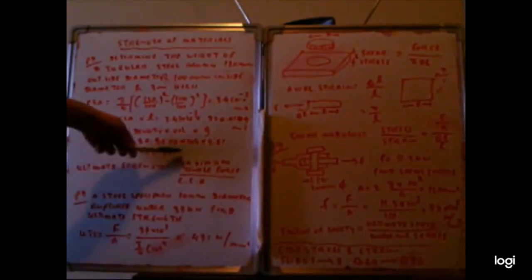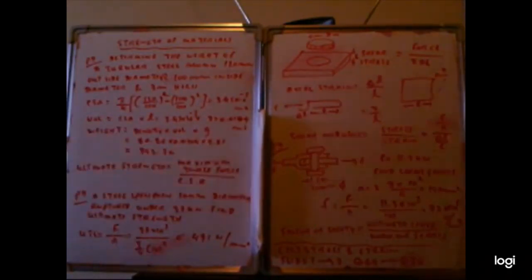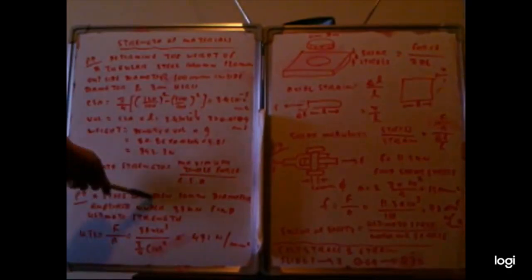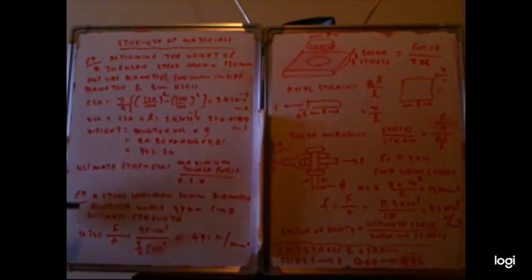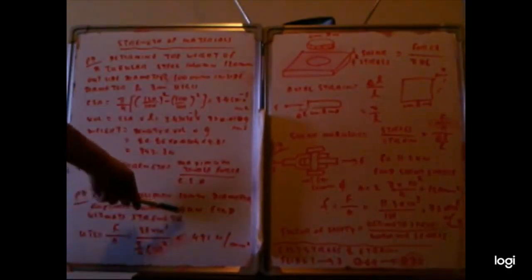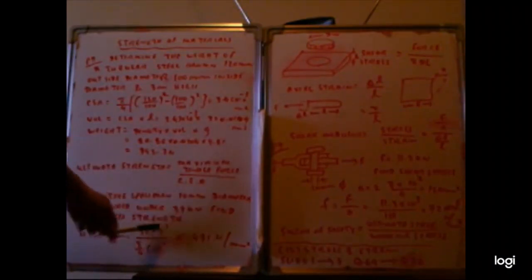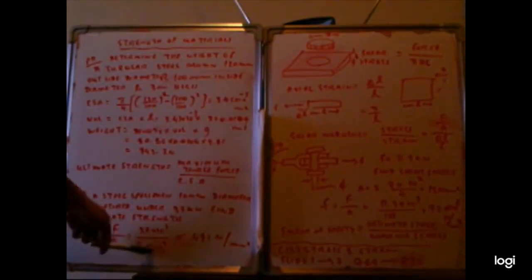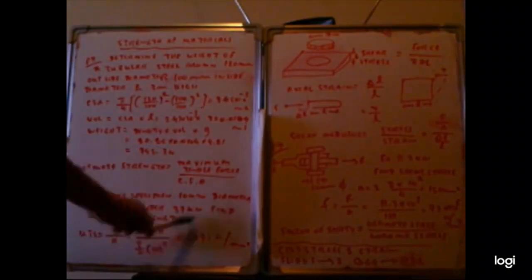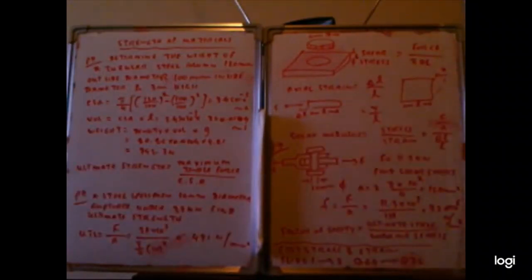Ultimate strength is maximum load divided by cross-sectional area. Say a steel specimen 10 millimeter diameter, fractured under 37 kilonewton. Find the ultimate strength. So ultimate strength UTS is force by A. So the force is 37 kilonewton. Area is pi by 4 into d square. So d square means 10 millimeter. So 471 Newton per millimeter square. So this is our strength.